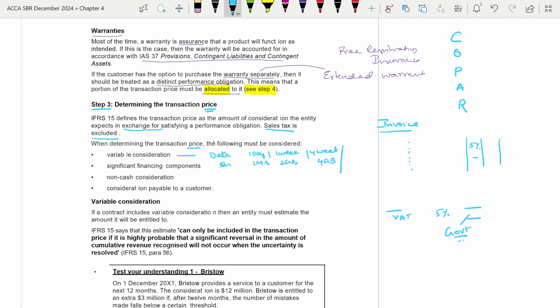You are buying a smartphone. Memory is more, the price will change. Color is different, the price will change. That is variable.